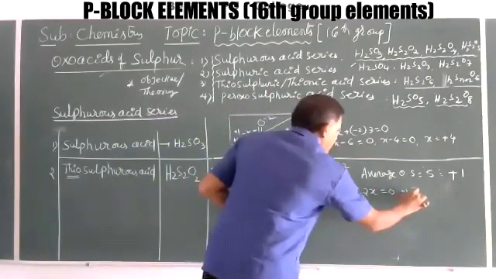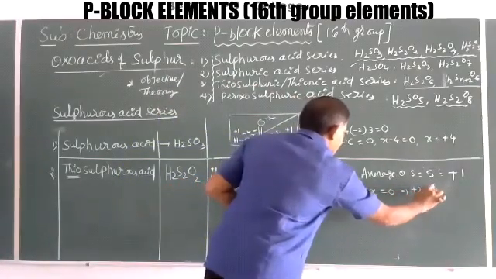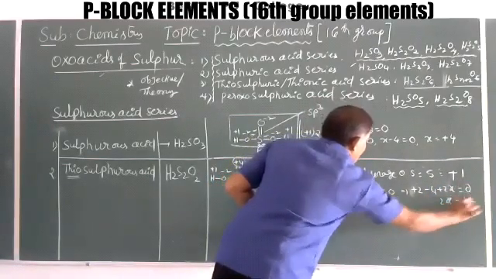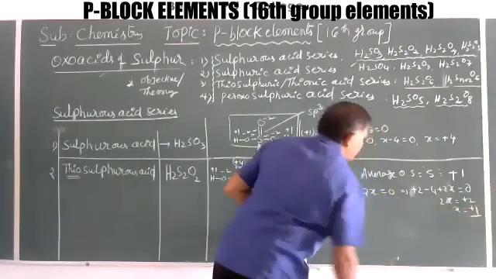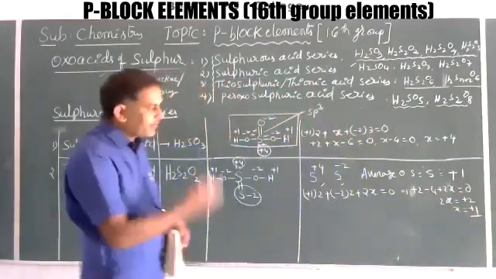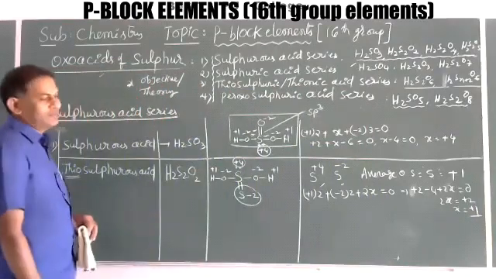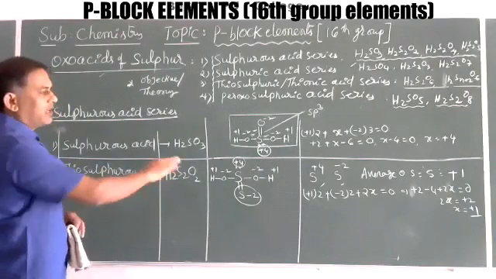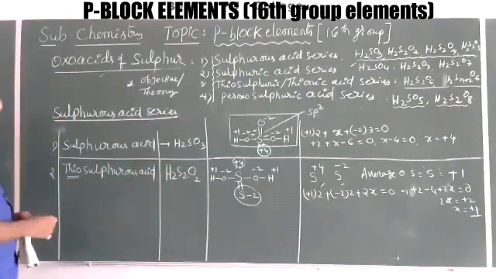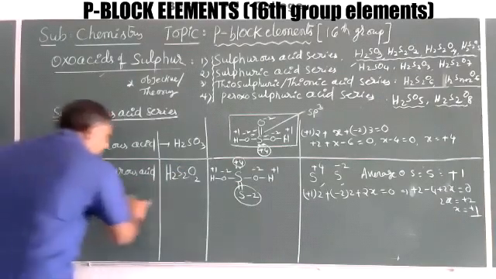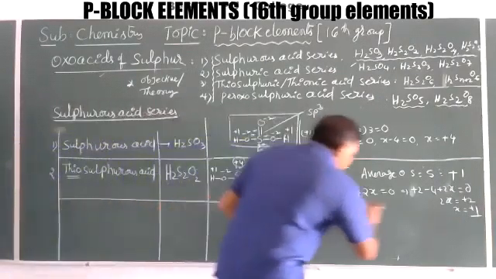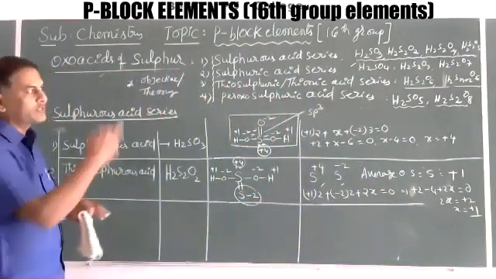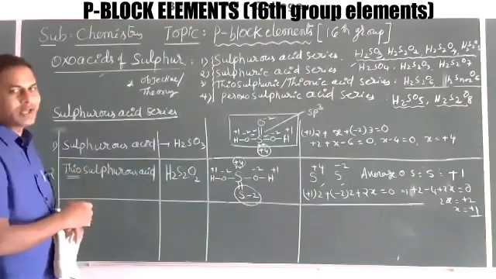Then here +2 -4 plus 2x equal to 0. 2x is equal to +2, x is equal to +1 oxidation state. Very important. Average oxidation state is +1, and variable oxidation states means oxidation states +4 and -2. Both are asked. Very important. Then the third important one in the acid series is H2S2O4, where the 4 oxygen atoms are there.